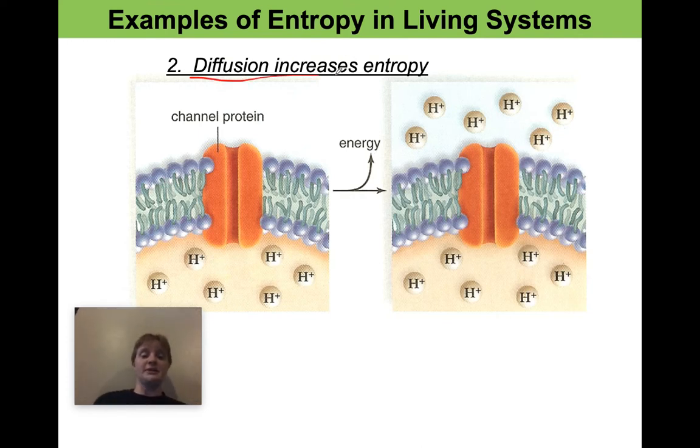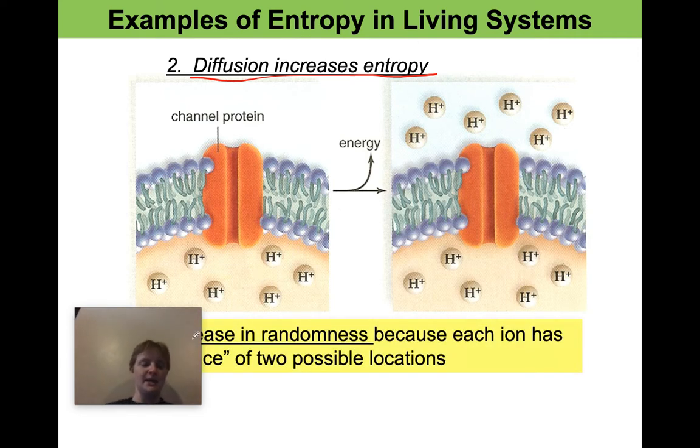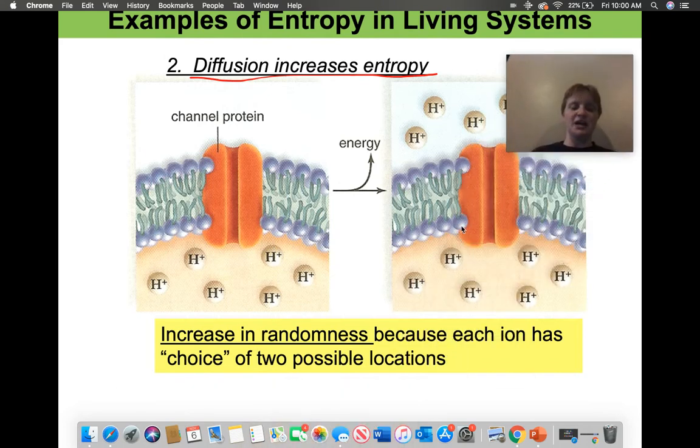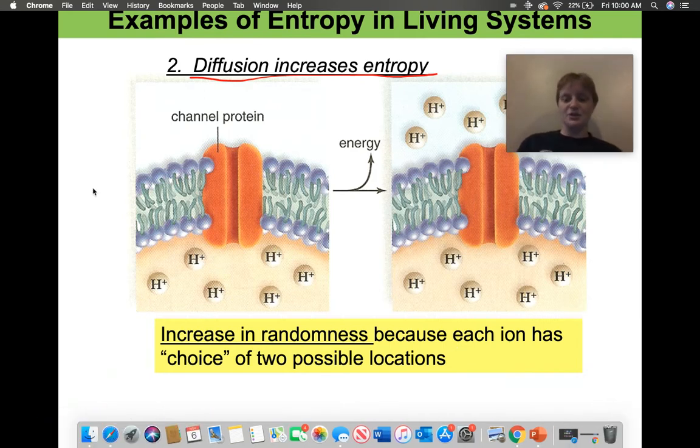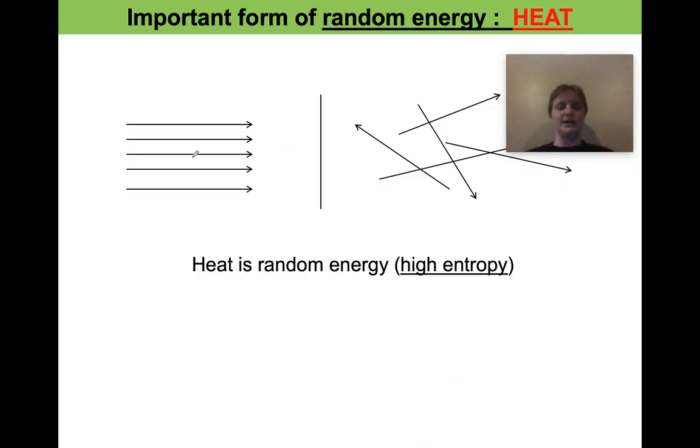Diffusion also increases entropy because we go from high concentrations to equal concentrations to random concentrations, right? So when these things move, they go from ordered to unordered. And when they do that, they release the chemical energy that does that. So once again, we have an increase in randomness because each ion has a choice of two possible locations that it could be. Here, it was in one spot. Here, it could be in any spot, back and forth, back and forth, back and forth, right? So diffusion will increase entropy too, from organized to more disorganized.